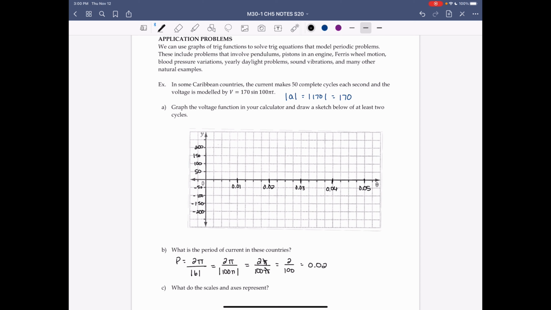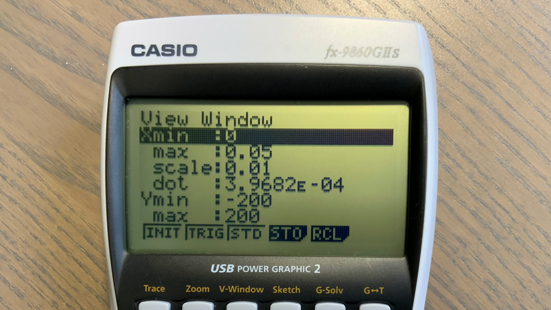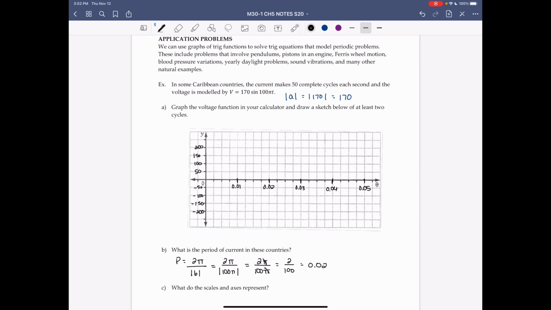We don't want the standard window. We want the window that we have just labeled our axes with. So we change our windows. For the x-min, we have 0. For the x-max, we put 0.05. And our x-scale is 0.01. The y-min is negative 200. The y-max is positive 200. And our y-scale is 50. And when that happens, here's a picture of the graph that we get.